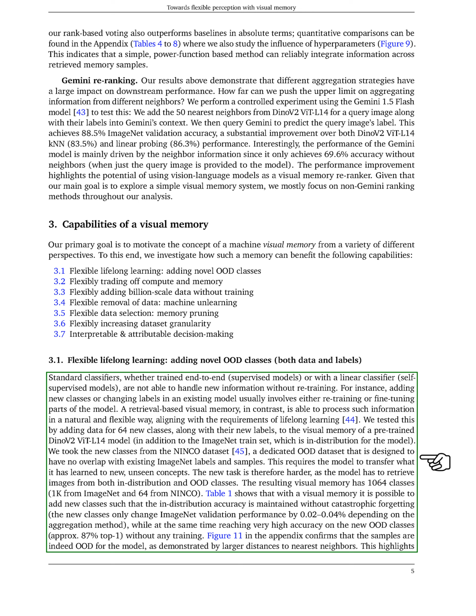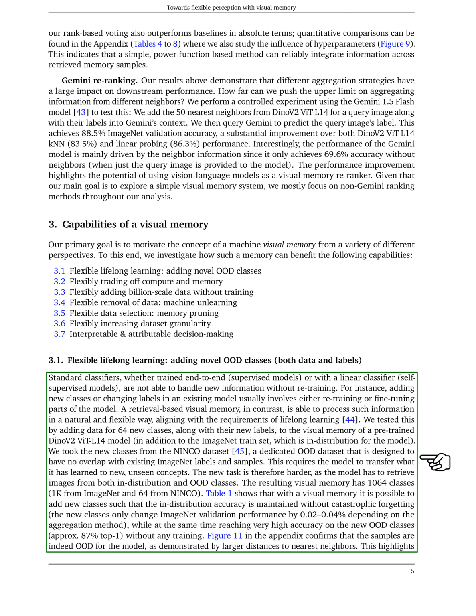To test this, we added data for 64 new classes, along with their labels, to the visual memory of a pre-trained Dino v2 VIT L14 model, in addition to the existing ImageNet training set. We sourced these new classes from the NinCo dataset, which is specifically designed to have no overlap with ImageNet. This setup challenges the model to apply its existing knowledge to new, unseen concepts.